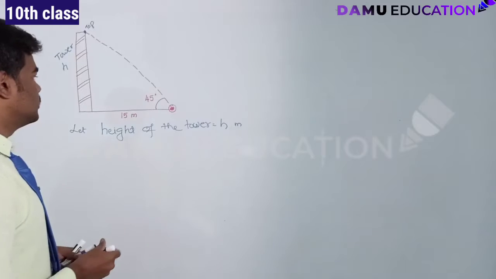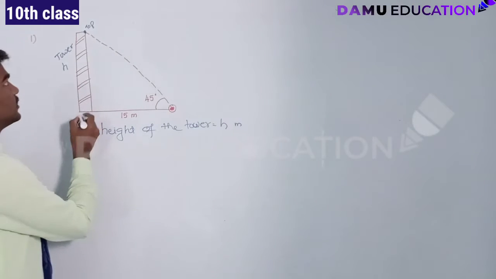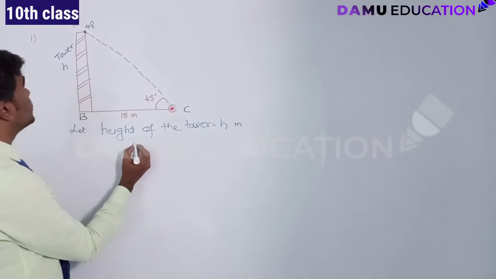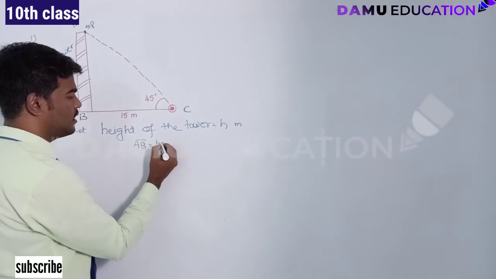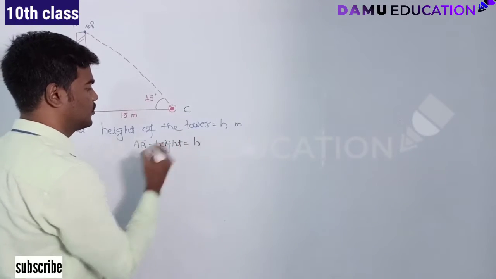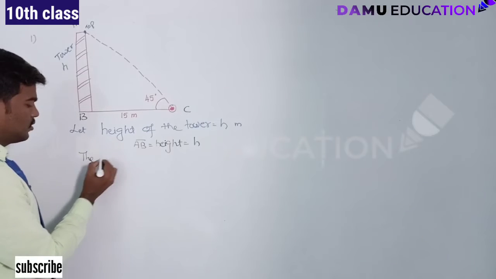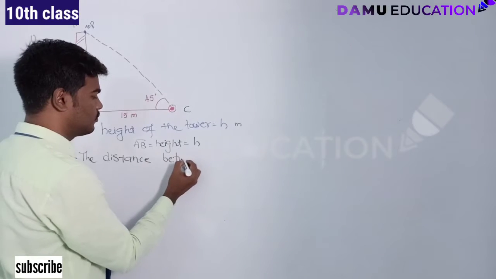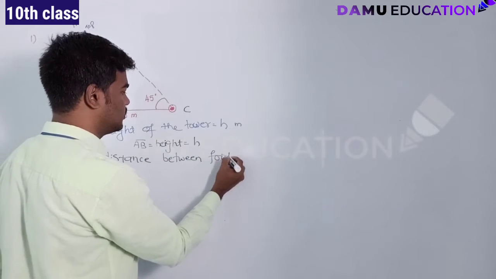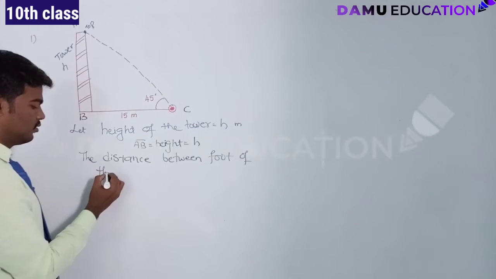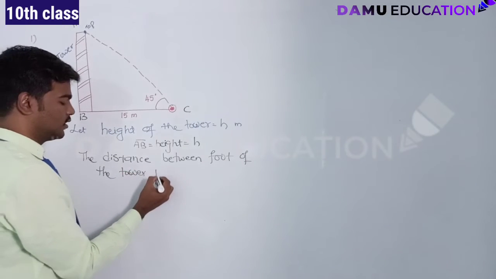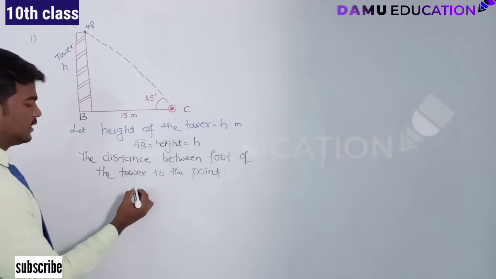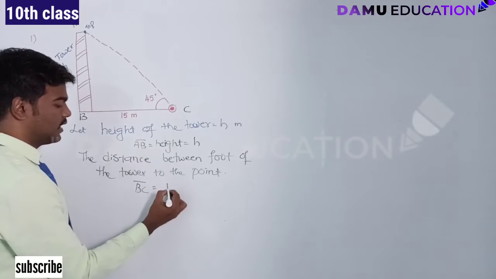Then we have to find what is given here. So this is the tower. Let's take this as A, B, C. The height of the tower AB will be equal to h. Then the distance between the foot of the tower and the reference point, that is B to C, they have given as 15 meters.